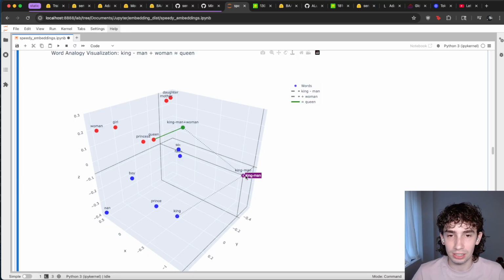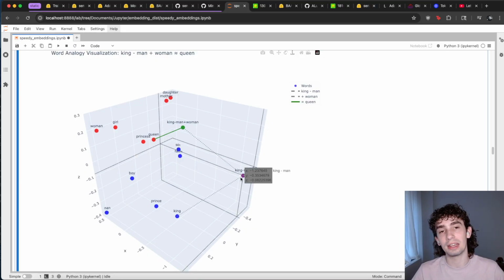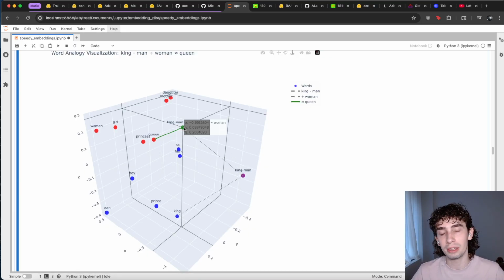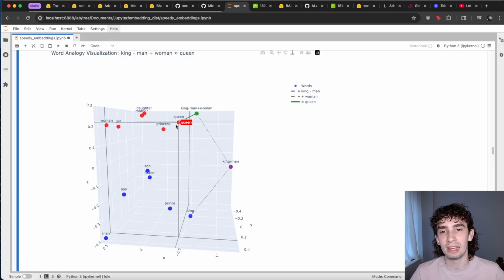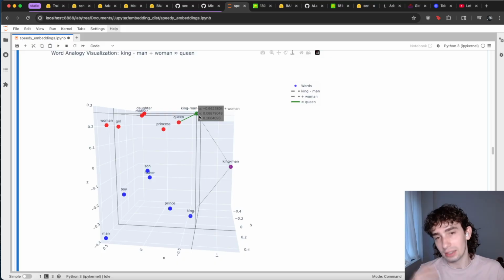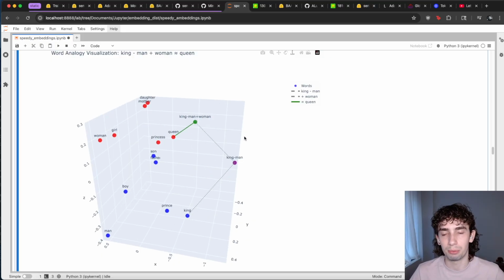But then interestingly enough, if we take that point and then add in the vector for woman, we get a point here. And what is right close by to queen? That is king minus man plus woman.